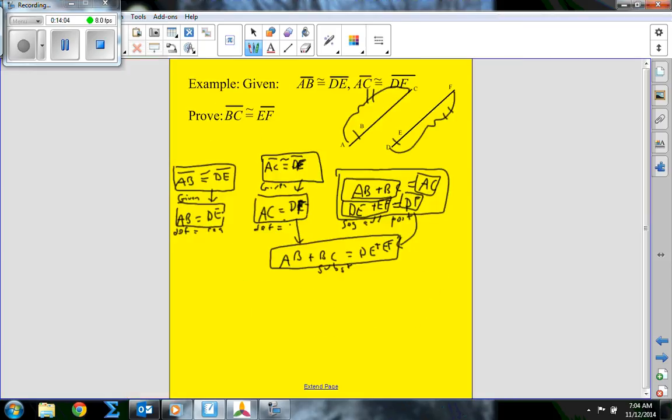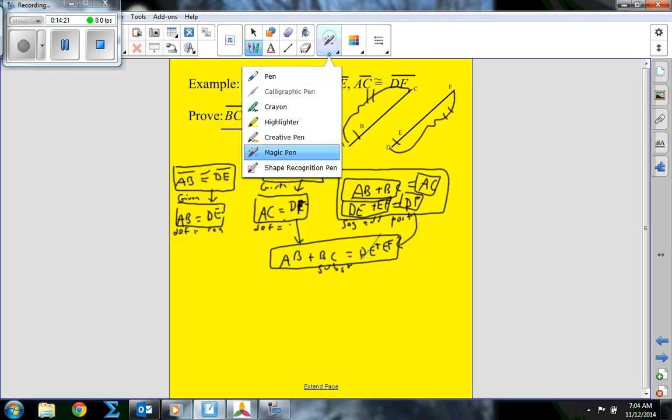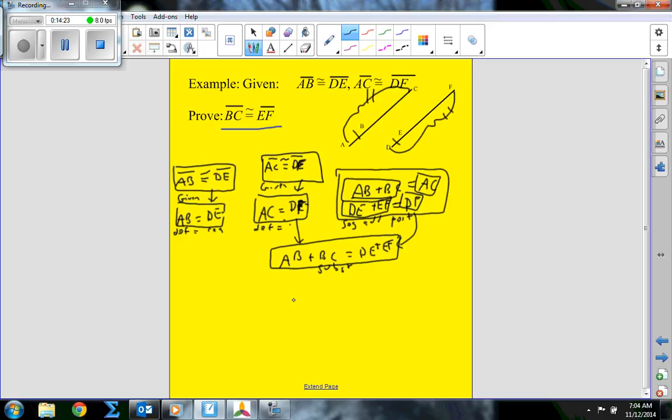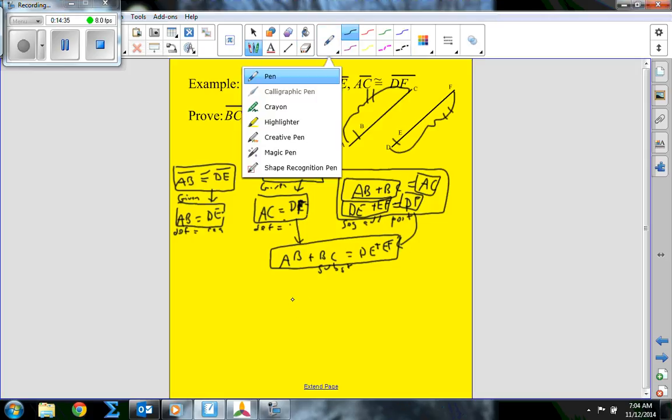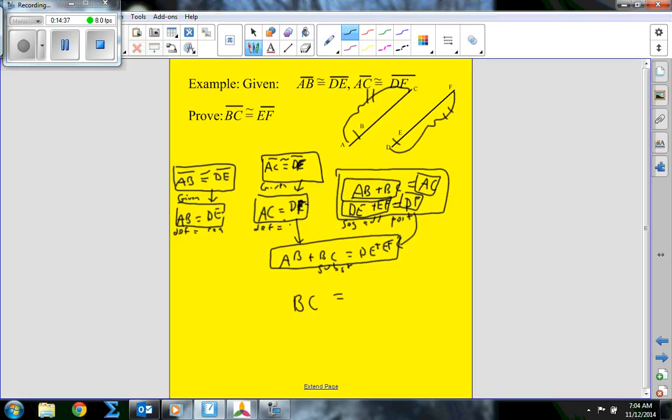Alright, so now if we look at this statement, we already see that AB and DE are the same. So if I do that, what am I left with? BC equals EF, which is kind of where I'm going. So that's all I have to do. I'm going to have BC equal to EF, because I'm going to subtract that and that.